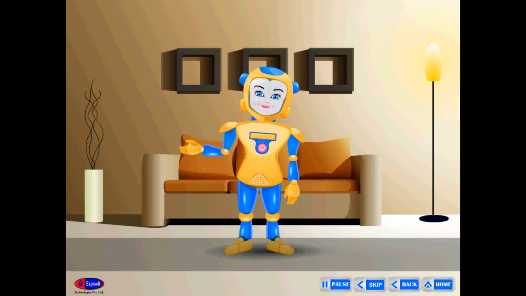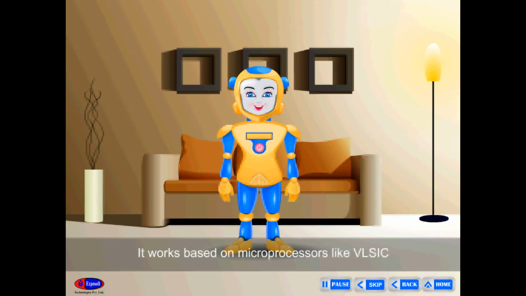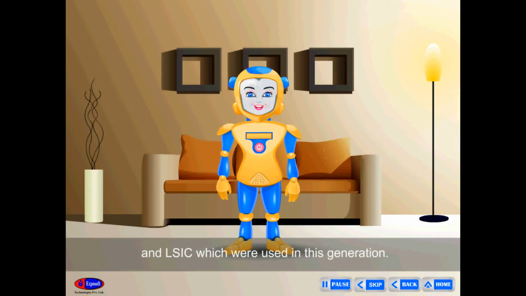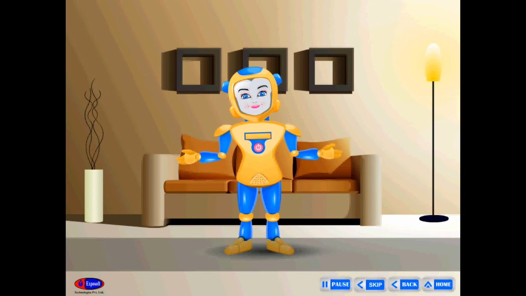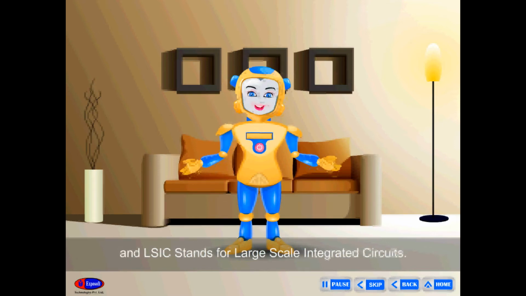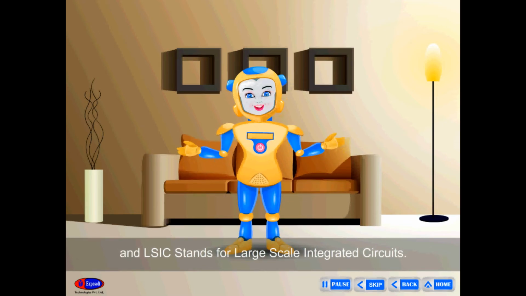1971 to present. It works based on microprocessors like VLSIC and LSIC which were used in this generation. VLSIC stands for Very Large Scale Integrated Circuit and LSIC stands for Large Scale Integrated Circuits.